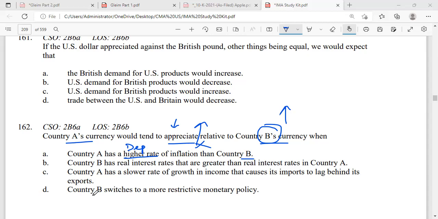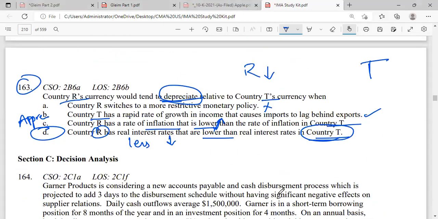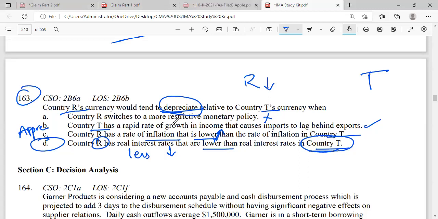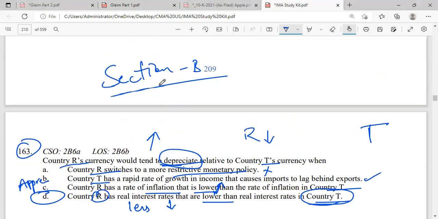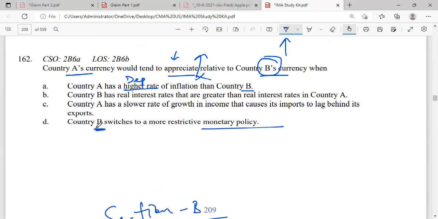Then, option number D. I just saw it in the chat section, someone answered D. Country B switches to a more restrictive monetary policy. If you are going towards a restrictive monetary policy, it means that country B is appreciating. I said it in the earlier question. Even here, country B is appreciating, so it does not fit the question at all. The question is asking A appreciating relative to B, not B appreciating relative to A. So in this, B's value is appreciating.